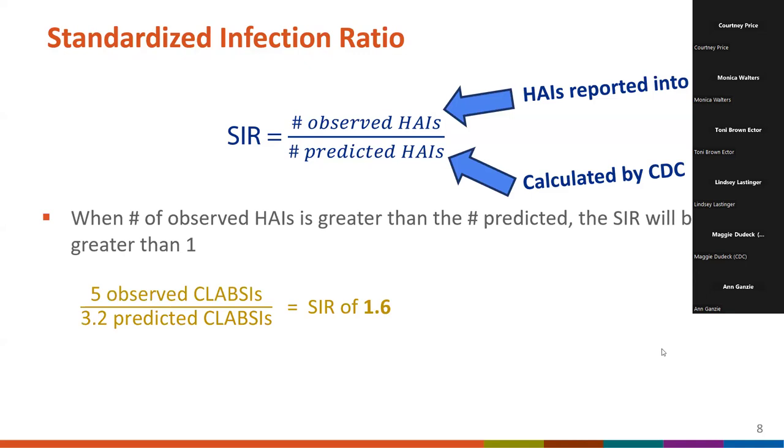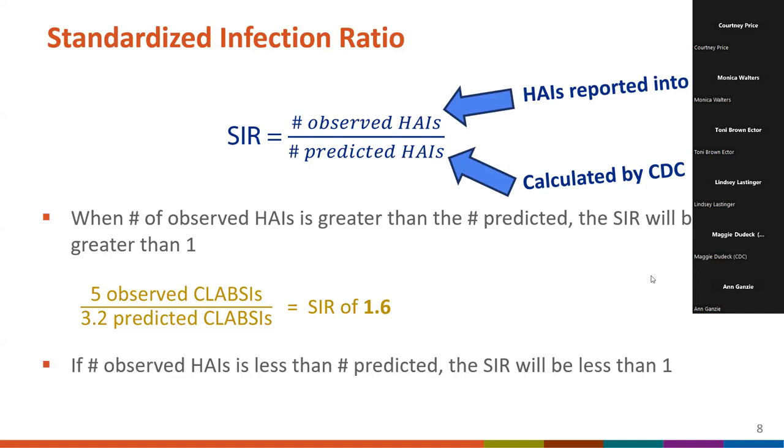When the number of observed HAIs is greater than the number predicted, meaning that your numerator is greater than the denominator, the SIR is going to be greater than 1. And there's an example here on the slide. If the number of observed HAIs is less than the number predicted, then the SIR will be less than 1.